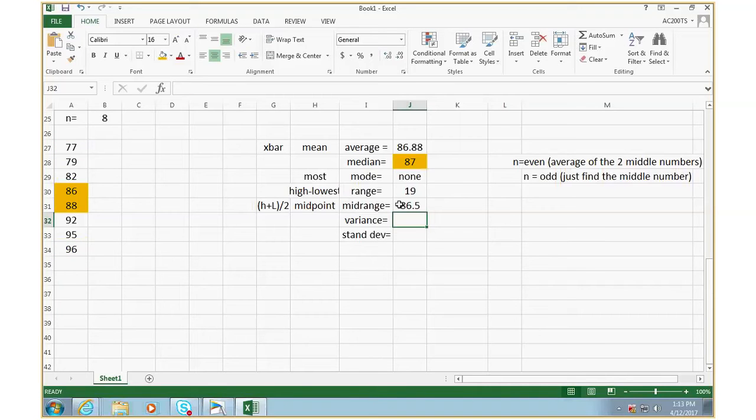Think of the mid-range as the number when you draw a number line and you put -5 on one end and 5 on the other and 0 in the middle. Well, 0 is like the mid-range. It's the middle between the 5 and the -5. 86.5 is the number. If you put 96 on one end of the number line and 77 on the other end, 86.5 would be right in the middle where that 0 would be.